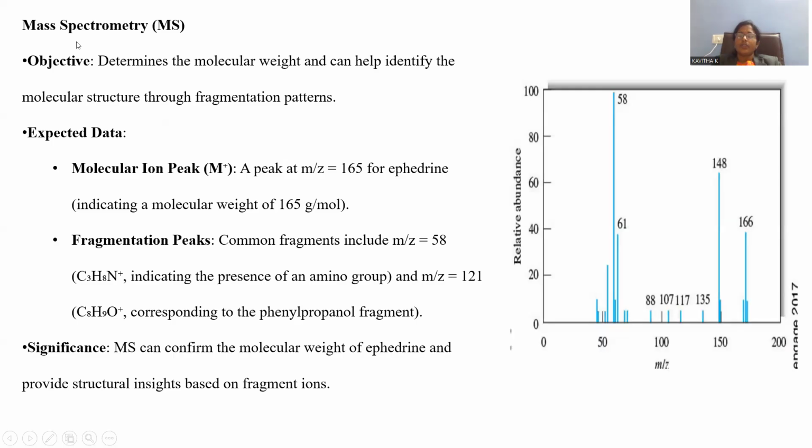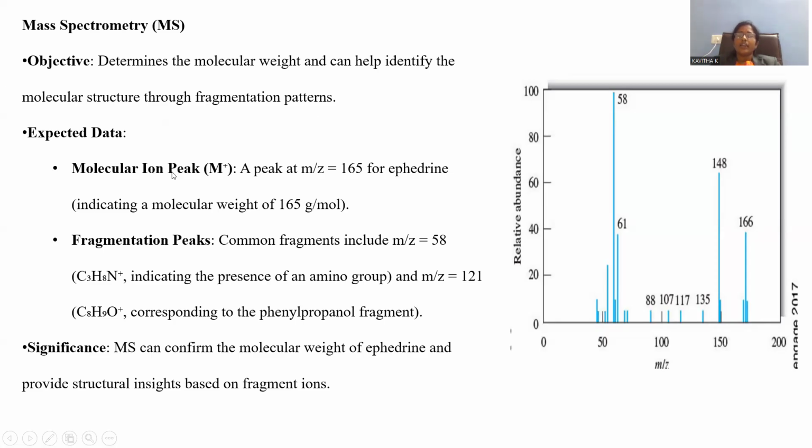Later on, we entered into another analytical tool called mass spectroscopy. It will give the information regarding the molecular weight of the compound and how we can go for the fragmentation. By means of fragmentation, a clear analysis of the compound is done and the purity of the compound is also measured, right? The objective of mass spectroscopy is that it can help to identify the molecular structure and the fragmentation pattern, how we can break down the compound into simpler fragments, right?